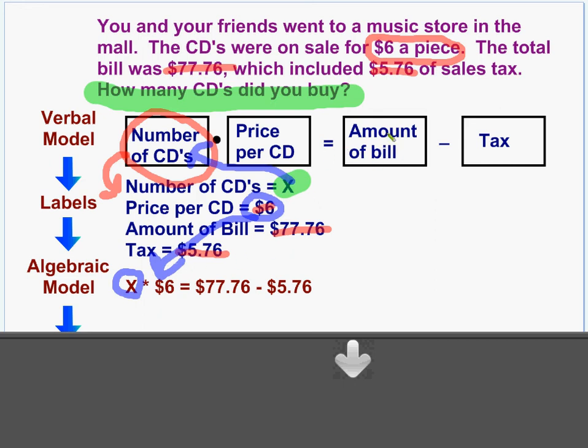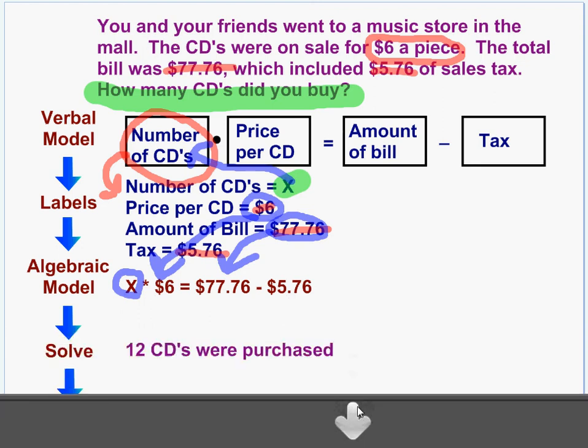Good. Then we're on the equal sign. It says amount of bill. What is my amount of bill? Well, it's $77.76. So that goes here. And then from that we subtract the tax. So the tax is $5.76. So all you're doing is you're taking your verbal model, you're figuring out how to label it, and then you rewrite it as an algebraic model. Everything should just flow. Then the next step is to solve.